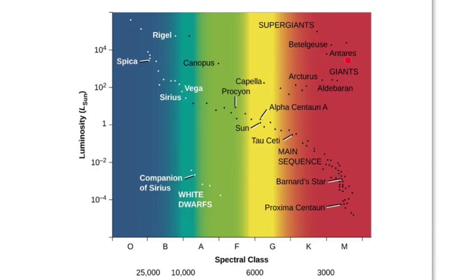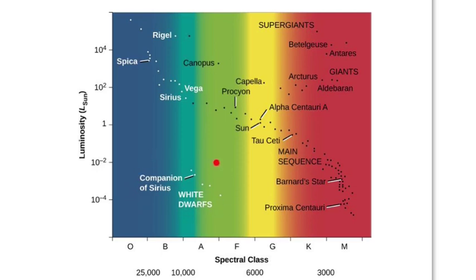These giants are cool, right? They're at the right side of the graph, so they're in the cooler temperature range, but they're super luminous, which means they have to be really big. Because if you're going to be very luminous, if you're going to give off a lot of light, and you're not very hot, you have to be really big. So these stars up in this region are really big. They're called giants and supergiants.